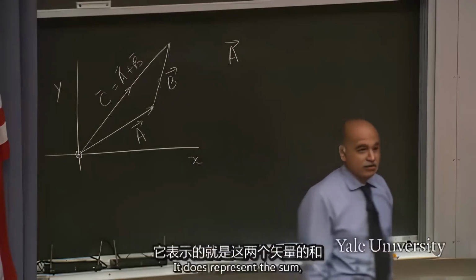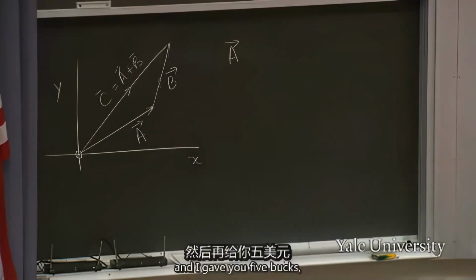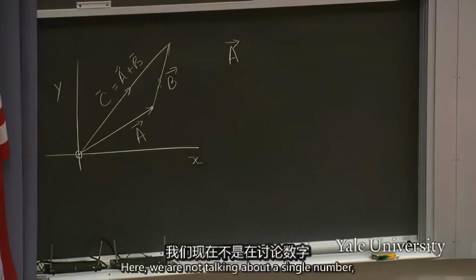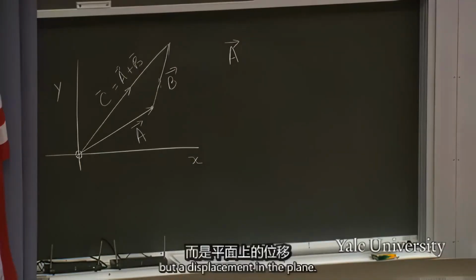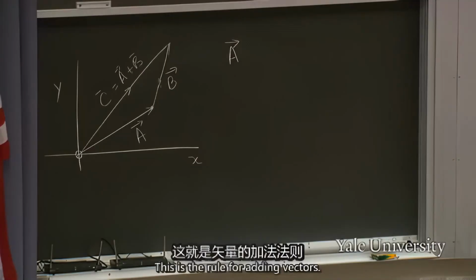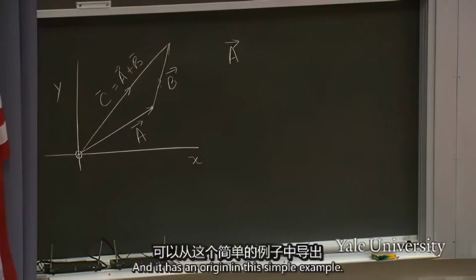It does represent the sum in the sense that if I gave you $4, then I gave you $5, I gave you effectively 9. Here we are not talking about a single number, but a displacement in the plane, and C indeed represents an effective displacement. This is the rule for adding vectors, and it has its origin in this simple example.